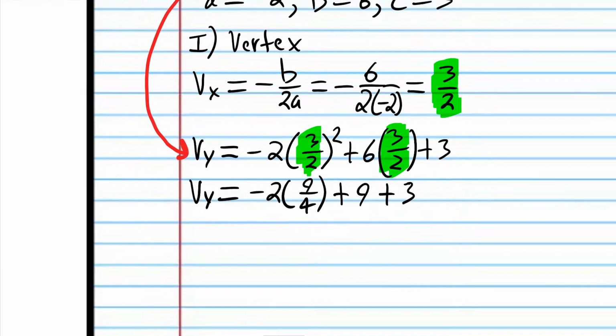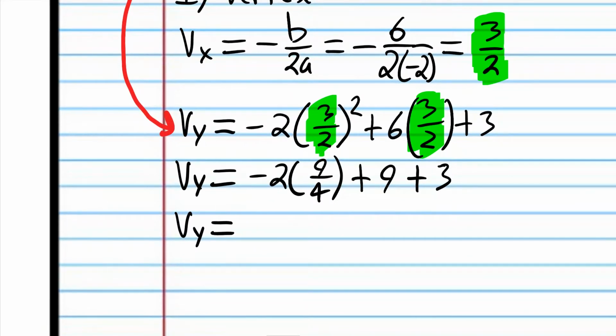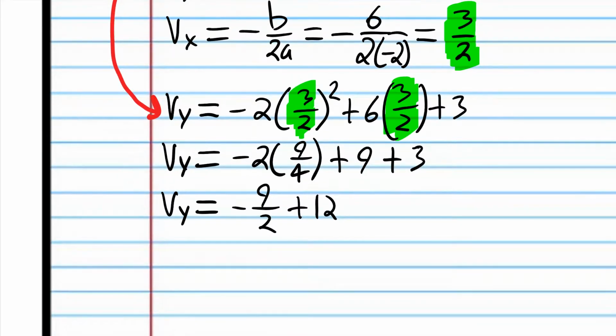I'm skipping some of the steps here because, again, we don't have time to show everything. And -2 times 9/4 is going to be -9/2. And 9 plus 3 is going to be 12. Again, this is just basic arithmetic.